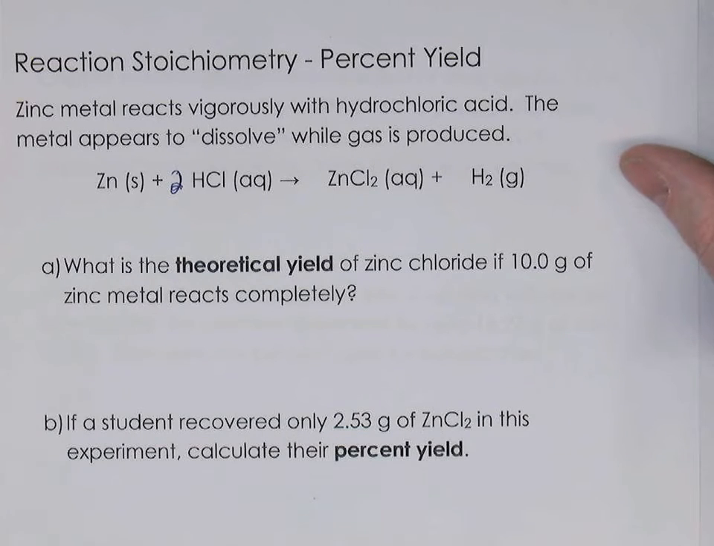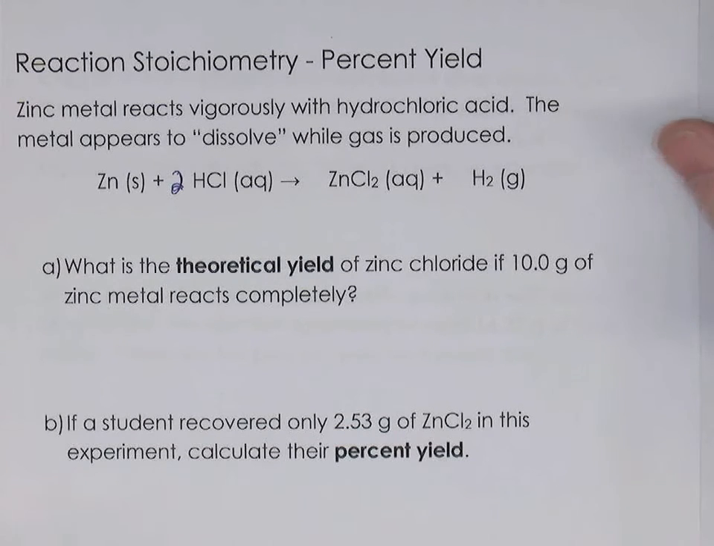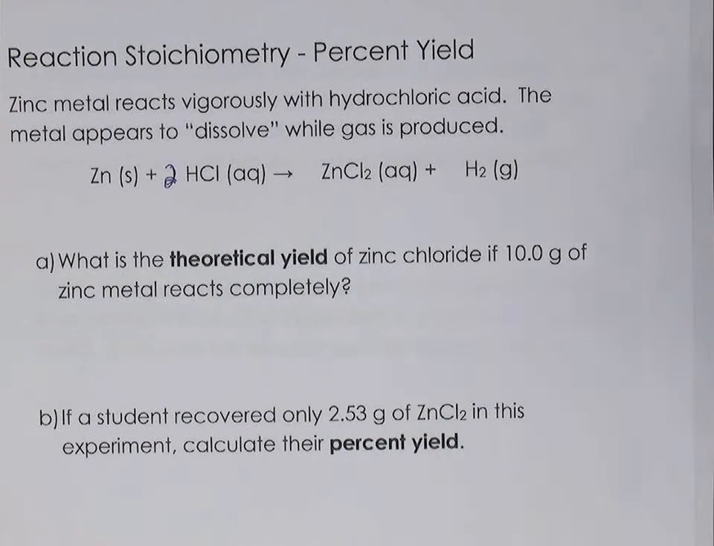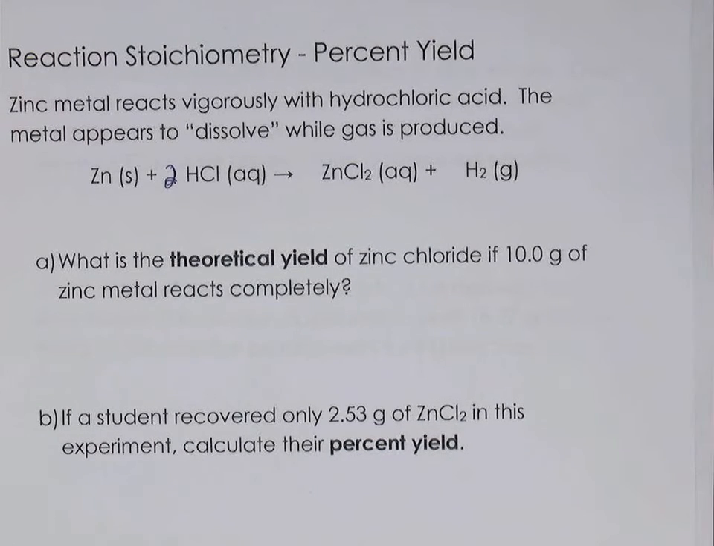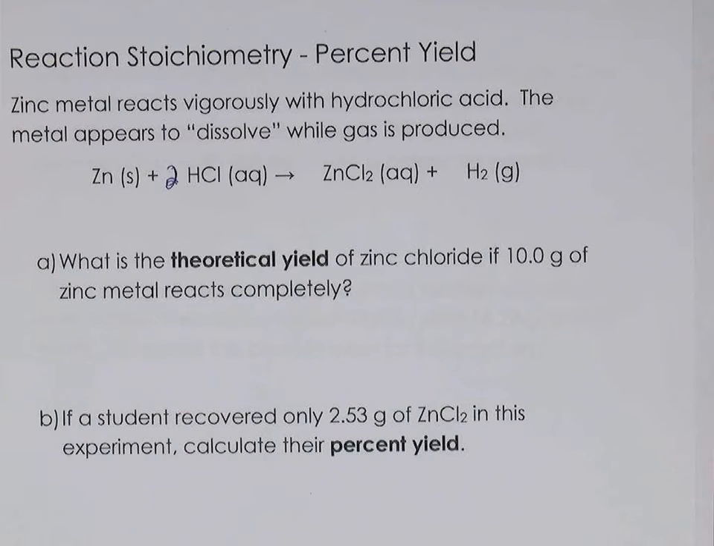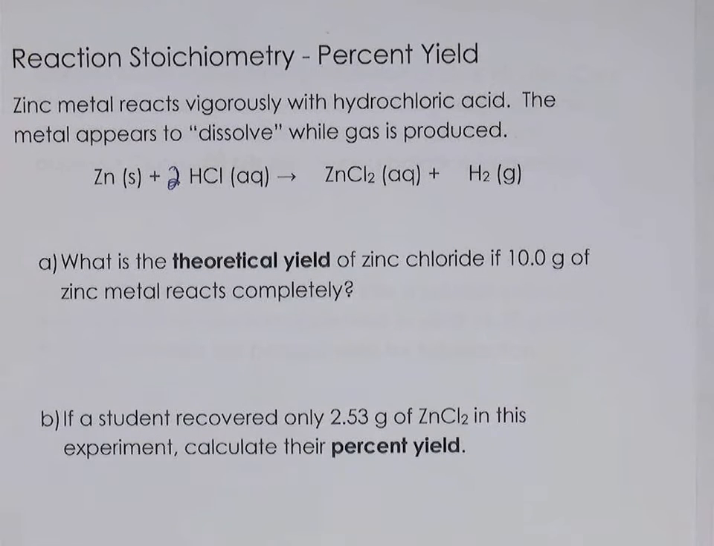So what is the theoretical yield of zinc chloride if 10 grams of zinc metal reacts completely? If you know what you're doing, you can pause the video and try the problem yourself. The theoretical yield is simply another way of saying how much zinc chloride would be produced if 10 grams of zinc metal reacts completely. The theoretical yield is the amount you could make theoretically. In other words, it's the answer to a stoichiometry problem.